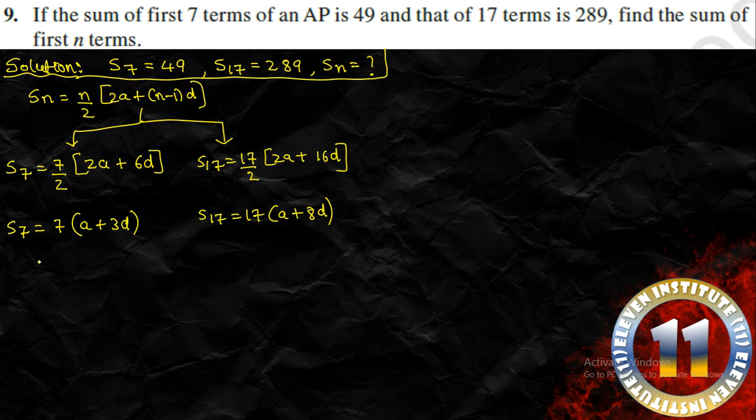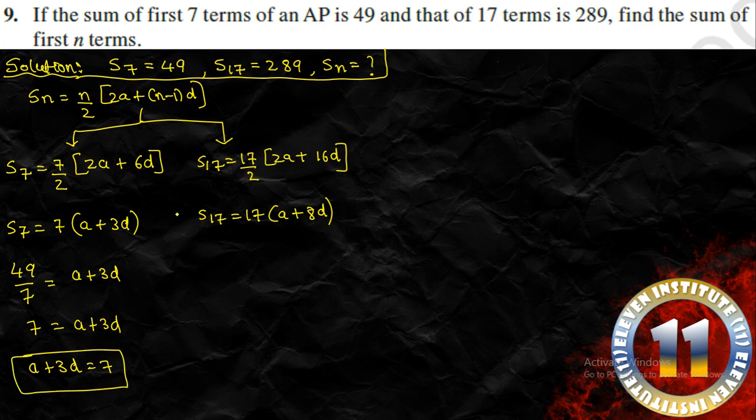Now multiply this into the brackets. Sure. So yeah, or in case you don't want to do that, then we have the value of S7 also. So we have S7 as 49, so we will write 49 over here, and this 7 will come over here into the division. And on the opposite side we have a plus 3d. Now 49 upon 7 will give me 7. So I have 7 is equal to a plus 3d, or I have a plus 3d is equal to 7.